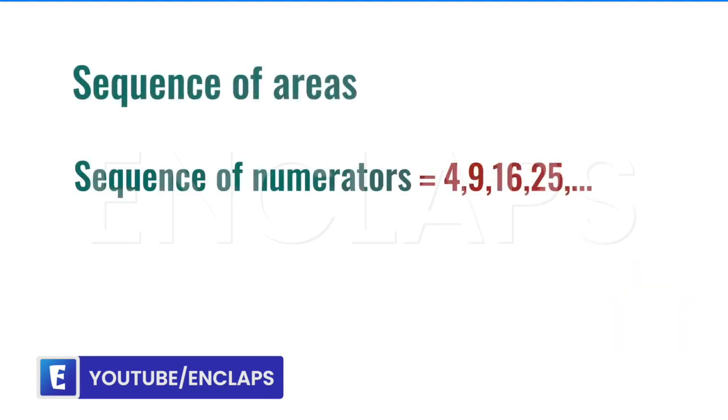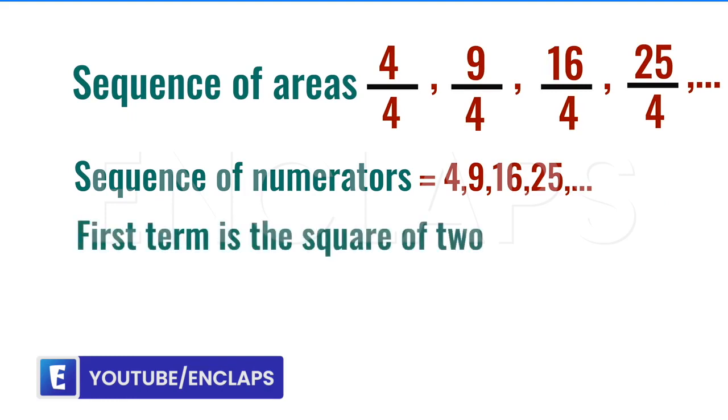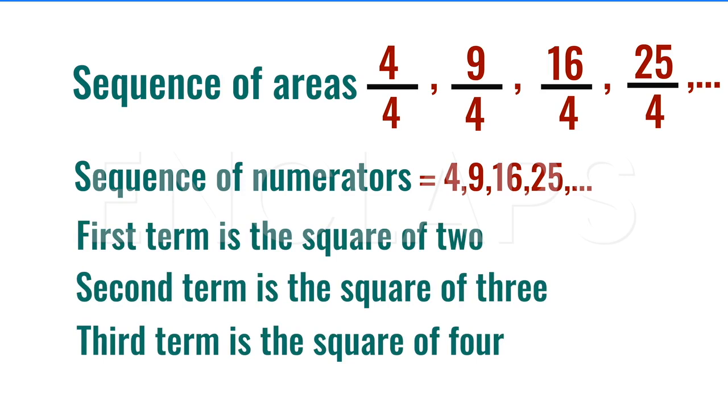Here the numerators of this sequence are 4, 9, 16, 25, etc. These terms are squares of counting numbers starting from 2. The numerator of the term in first position is the square of 2, and again in the second position it is the square of 3, and so on. And the denominator is always a constant value, that is 4.